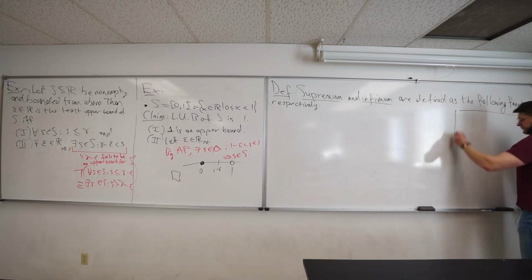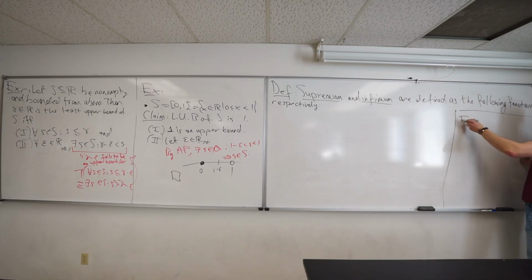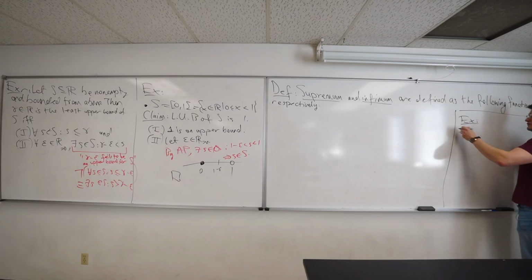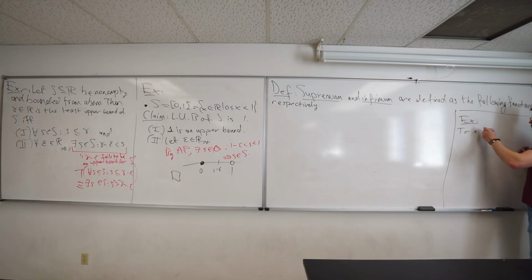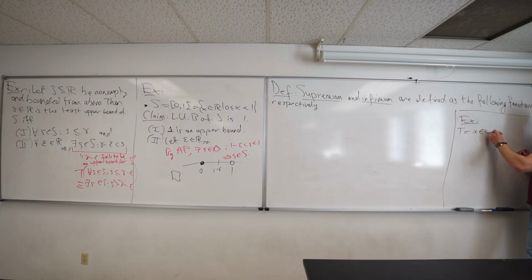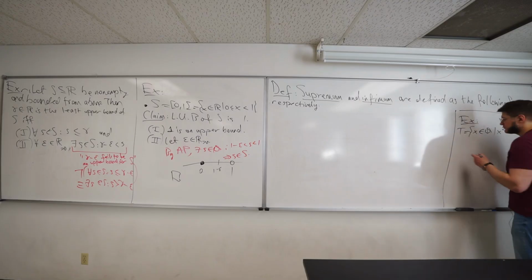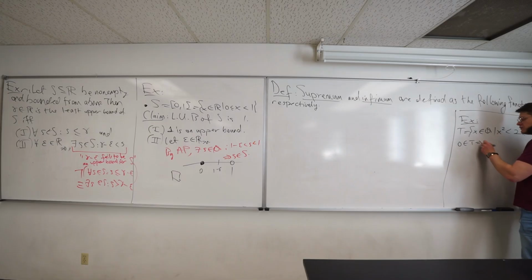Example. Let's call this set T. T, let's define to be the set of all those rational numbers whose square is less than 2. First of all, this is a set of real numbers. It is non-empty because, for instance, 0 is in it. T is not the empty set.